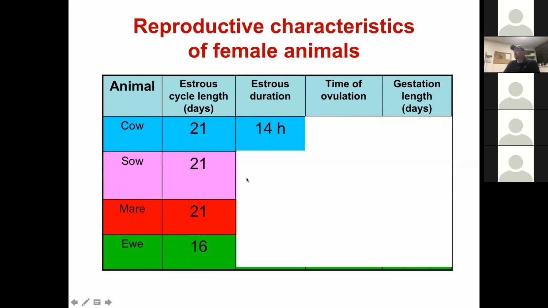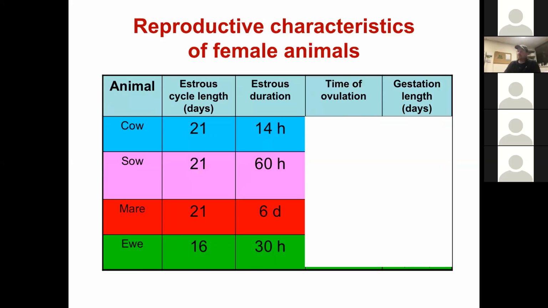Okay? The duration of estrus, how long she's actually going to stand. In cows, it's about 14 hours. Sows stand for a long time. Mares stand for a really long time. And ewes stand for a fair amount of time, okay?